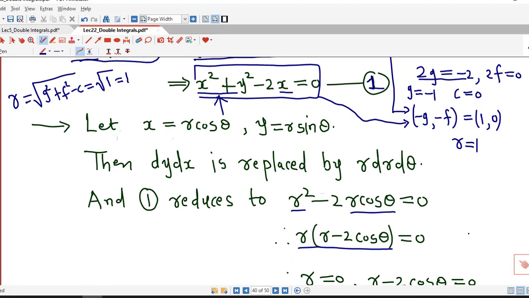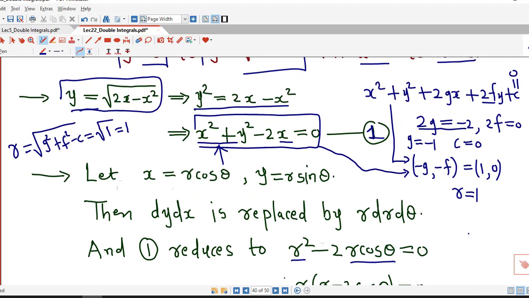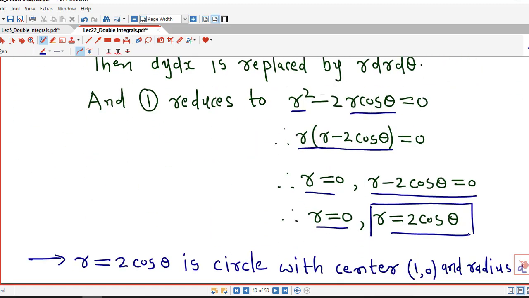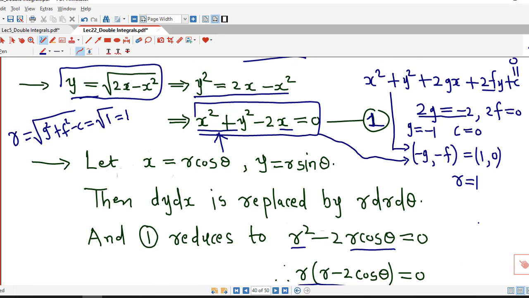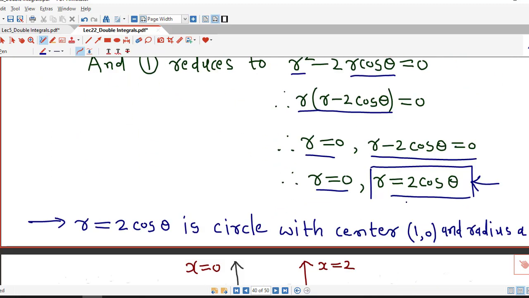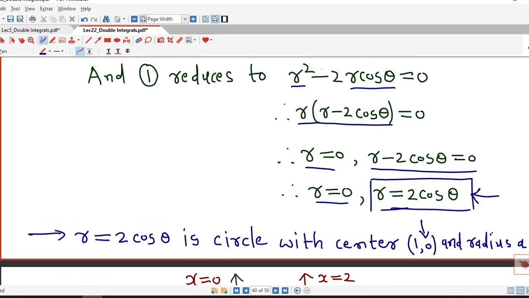So r equal to 0 means x and y both are 0. So r equal to 2 cos theta is the polar form of this circle which is represented by Cartesian equation 1. The polar form of this circle is r equal to 2 cos theta, and it is a circle with center (1, 0) and radius a.